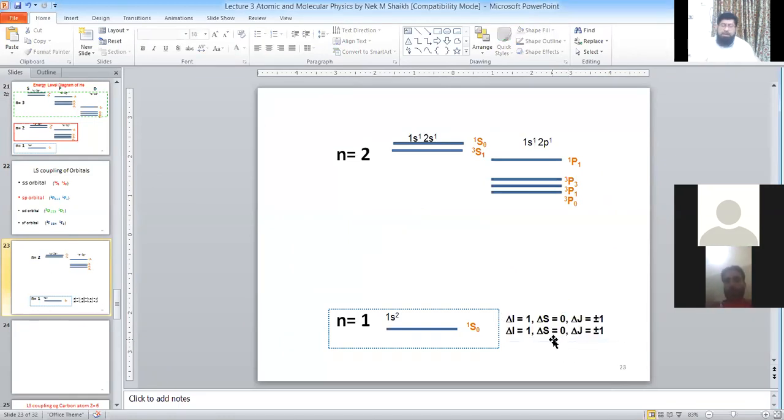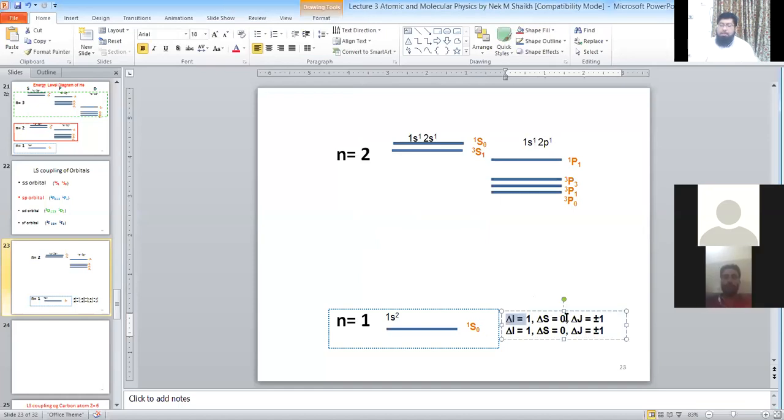So if you look here, what are the transition rules? The transition rules are delta L must be equal to plus minus 1, delta S must be equal to 0, and delta J must be equal to 0 or plus minus 1. So these are the selection rules for the transition here.